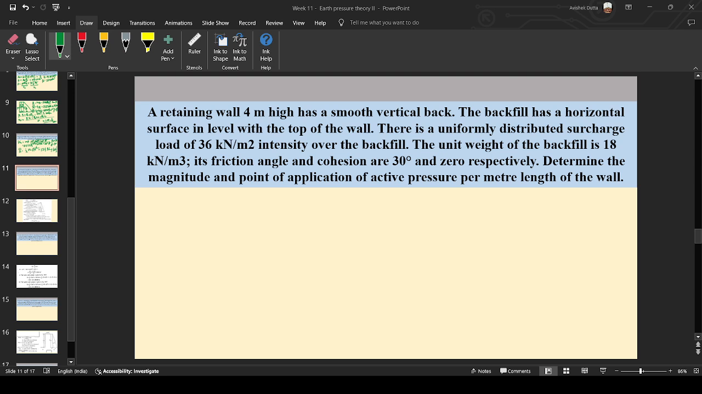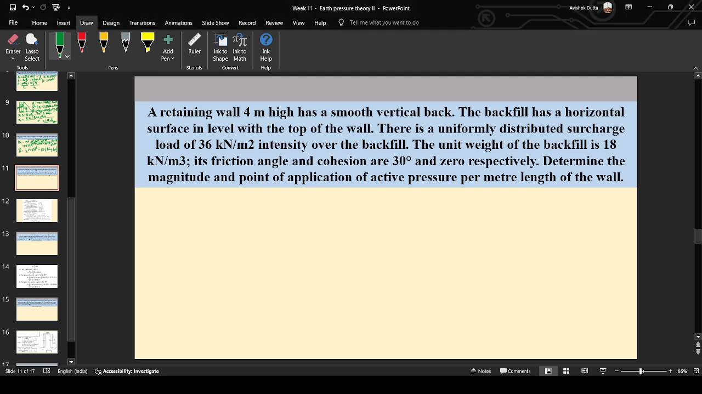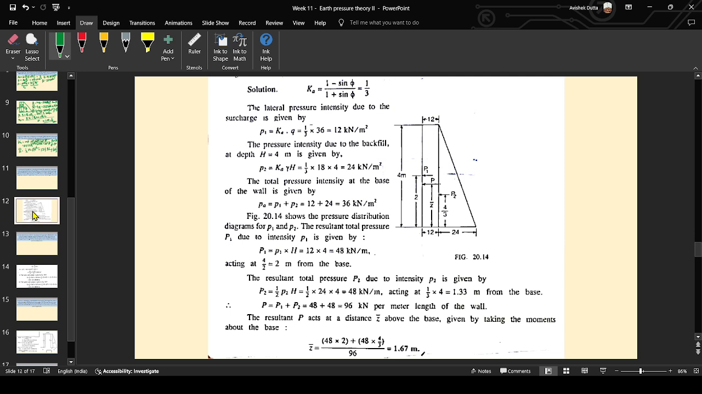Okay. So the backfill is horizontal. There is a UDL, uniform distributed load, surcharge of intensity 36 over the backfill. Unit weight is 18, friction angle and cohesion are 30 and 0. Find the magnitude and point of application. This is a similar question. I'll just show you the solution. Yes, this is the solution.